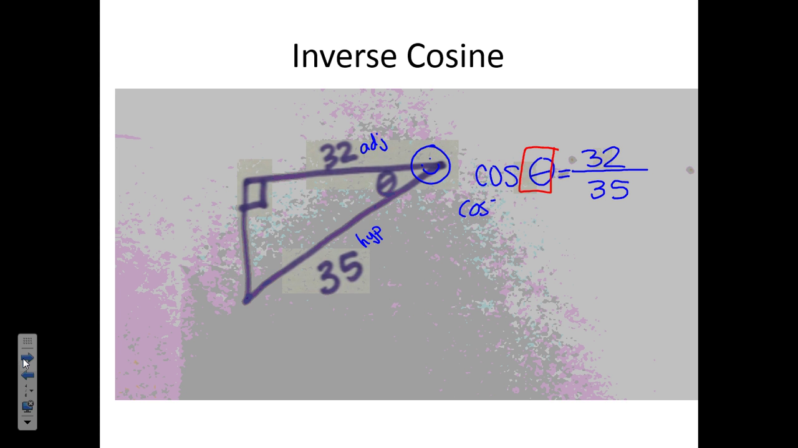So cosine inverse, cosine inverse. They will cancel, leaving theta. Cosine inverse of 32 over 35 is what I need to type in my calculator. And then I will go to my calculator to find out how many degrees my theta angle is. I will ask my calculator, again, it's not the regular cosine button, not the normal cosine, but cosine inverse, then 32 divided by 35.